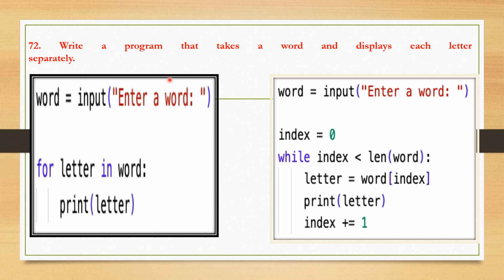The next program is to take a word and display each letter separately. It has two approaches. In the first approach, it will prompt the user to enter a word using the input function, like using the text "enter a word", and the user can provide their input.